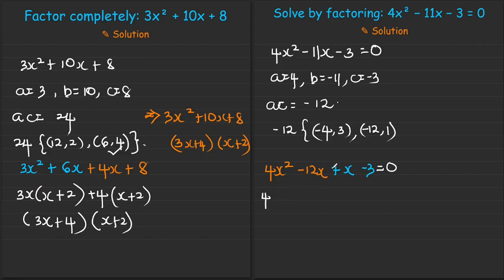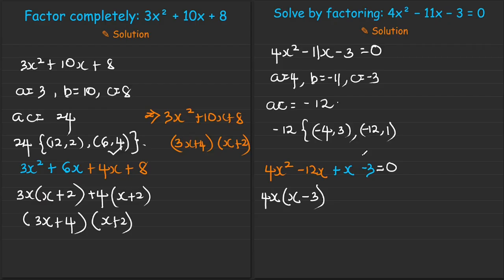Then for the variables, we always take the lowest power, so 4x. 4x times what gives us 4x squared? As I said, you can simply divide to check what you have remaining. 4x times x gives us 4x squared. Then 4x times what gives us a negative 12x? That is a negative 3. We have, for this as well, 1 and then negative 3.